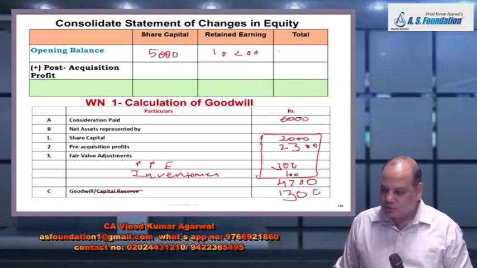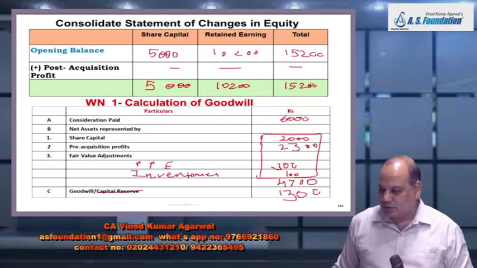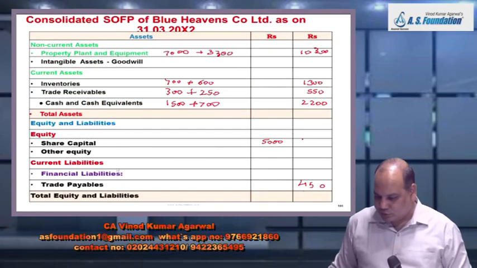And complete this table also. 5,000 plus 10,200, 15,000. Do we have any post-acquisition item here? No. So copy the same numbers again. 5,000, 10,200, 15,200. So now this answer is almost over.